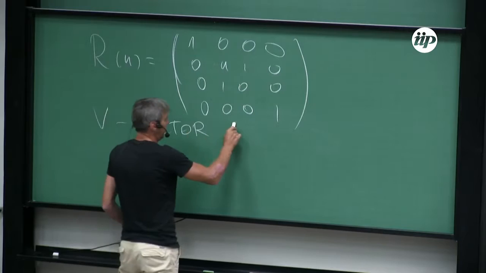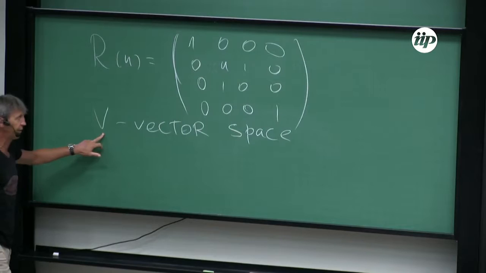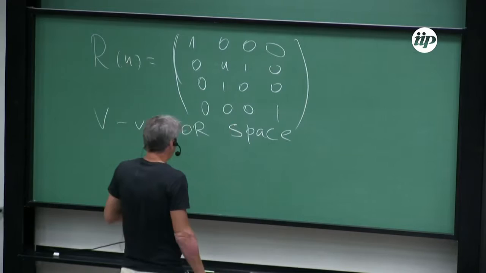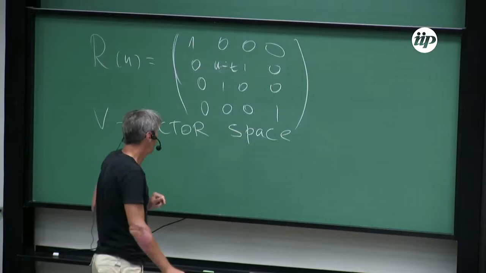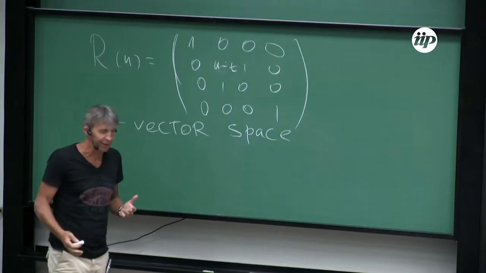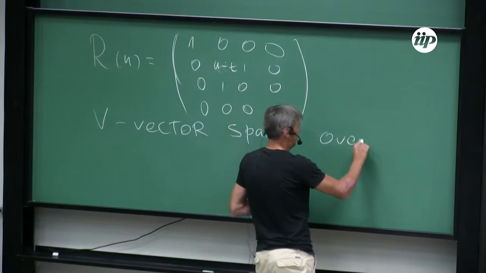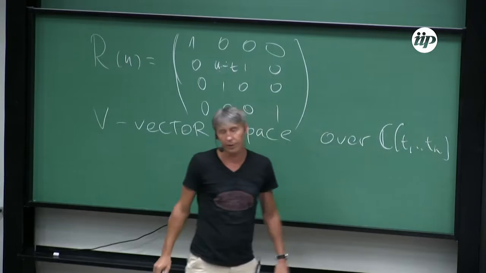And I want to consider it maybe not just over complex numbers, but over inhomogeneity parameters, because my spin chain would be inhomogeneous. So, in fact, I would like to put here U minus T, where T would play the role of inhomogeneity. So that would be a vector space over a polynomial ring, which mathematically speaking is not a correct statement. It would be a module over a polynomial ring in the variables T1, ..., Tn, where n is the number of sites in my lattice model. So that's the first feature.